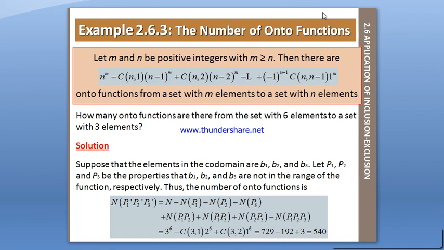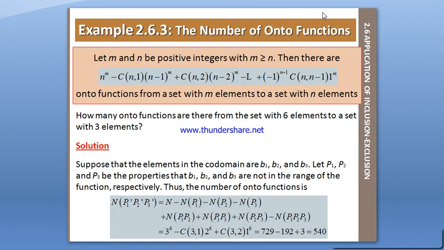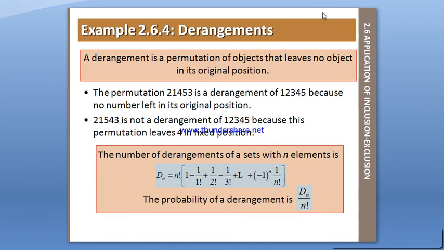Using this formula, the number of onto functions between any two sets, from the set of m elements to the set of n elements, can be easily calculated. This we got from the principle of inclusion and exclusion. Right? Similarly, the number of derangements can also be calculated using the same principle.